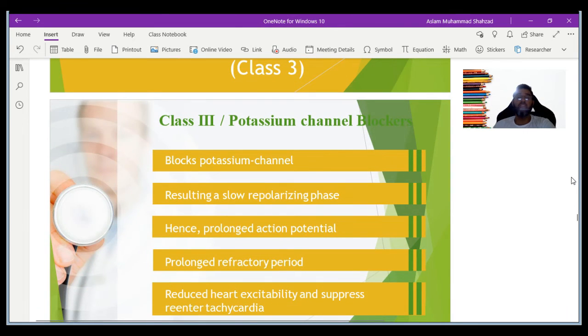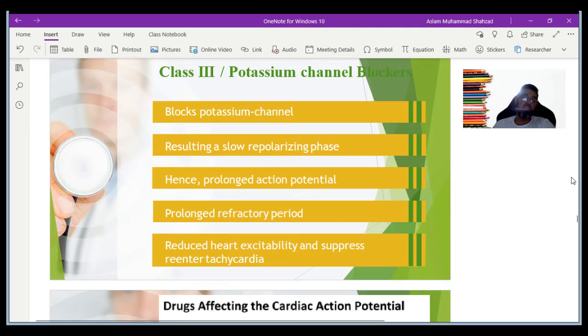When we talk about class 3 drugs, they are also known as potassium channel blockers. They block the potassium channel, resulting in a slow repolarization phase, prolonging the action potential and the refractory period, because we know that potassium current increases with time. So these drugs block the potassium so that the action potential slows down and the refractory period is prolonged. They are responsible for reducing heart excitability and suppressing re-entrant tachycardia.